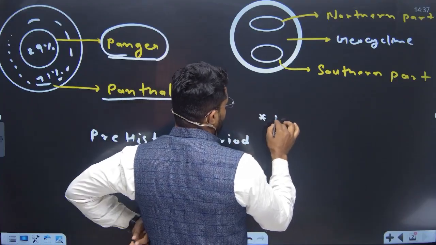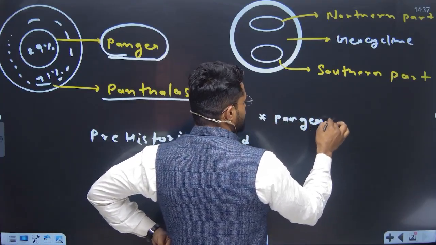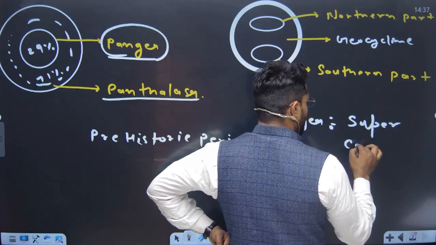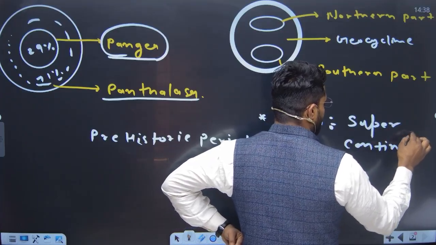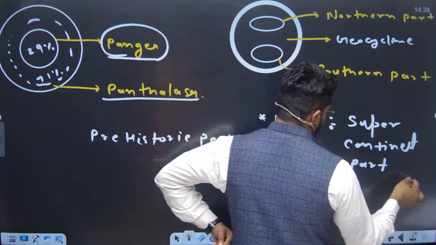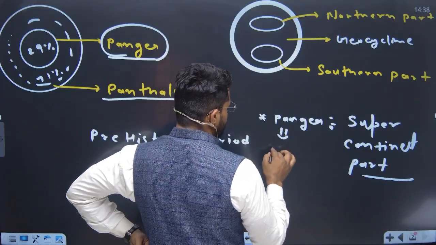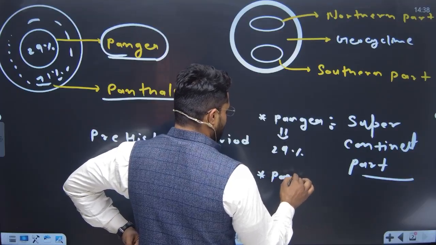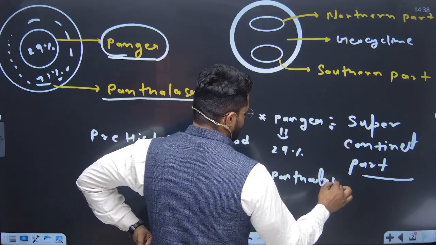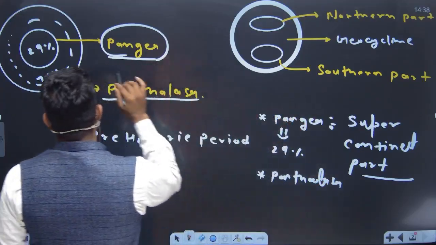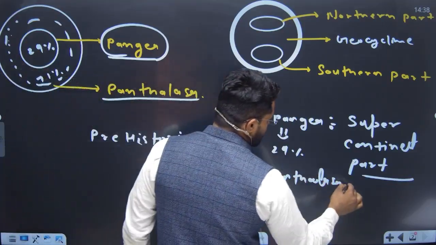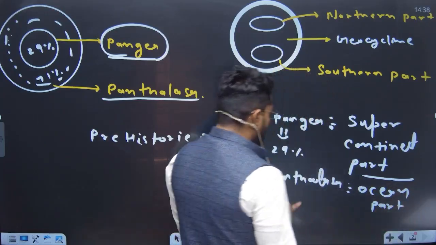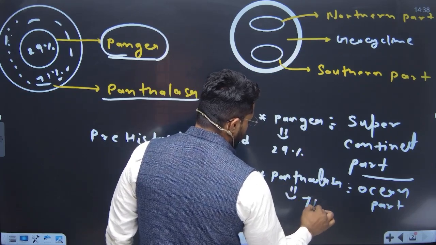Now we come to the point. What is Pangea? According to Alfred Wegener, the supercontinent part of the earth is known as Pangea, which is 29% of the earth. And what is Panthalassa? Dear student, around Pangea there was an ocean, which is called Panthalassa, and which is 71% of the earth.